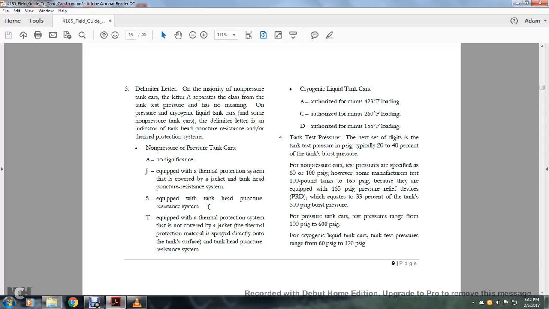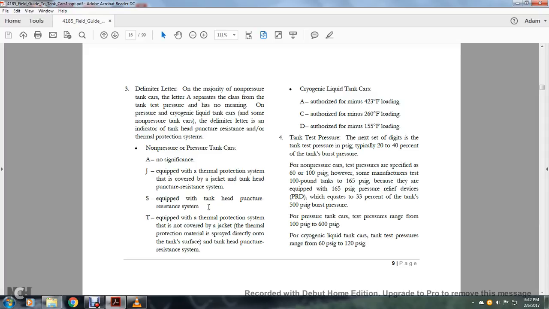For cryogenic liquid tank cars, the delimiting letters are A, C, and D. A is authorized for minus 423 degrees Fahrenheit loading. C is authorized for minus 260 degrees Fahrenheit loading, and D is authorized for minus 155 degrees loading.